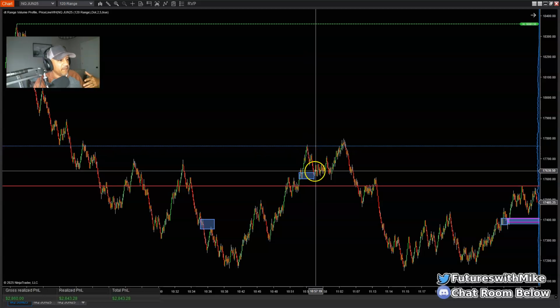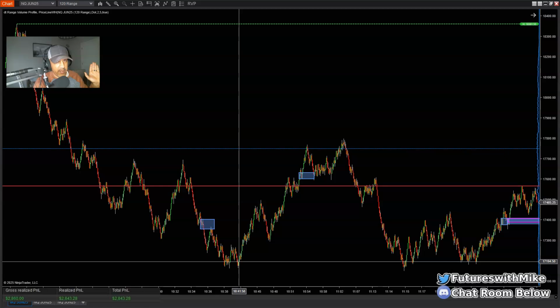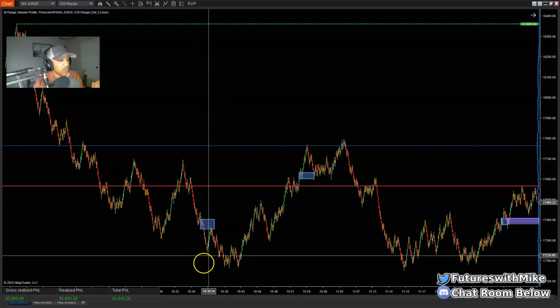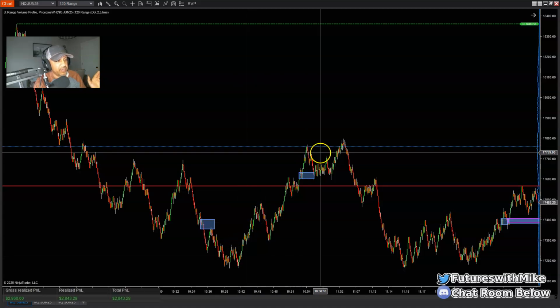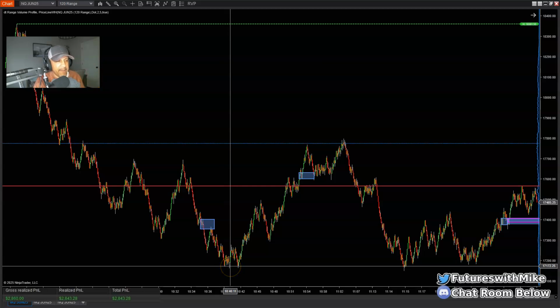Now, this is where the market starts pushing back to the downside. This is a major low right here. I talked about major lows and major highs. This is a major high right here. When the market started making higher highs and higher lows to the upside and taking out structure to the left-hand side of the chart, this became a major low.